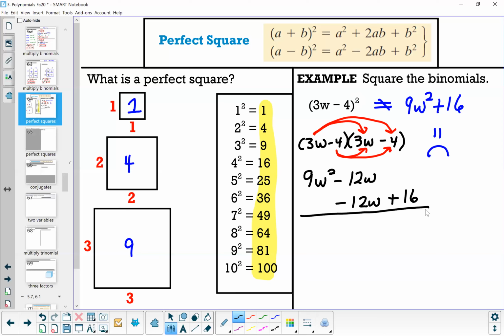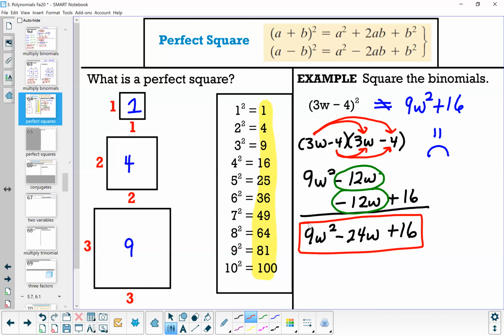Okay, now I tried to be a little clever here the way that I wrote my terms. Notice how I lined my like terms up vertically, and that's very convenient, but we can still see we have 4 terms here, 1, 2, 3, 4. So now let's combine like terms. So we have 9w squared, my like terms of minus 12w and that minus 12w, same sign, add them, keep the sign. So negative 24w, and then bring down the plus 16. So that is my answer. And my answer is what we call a perfect square polynomial.